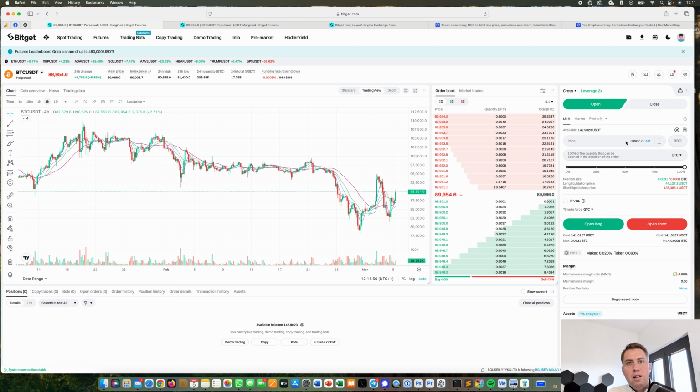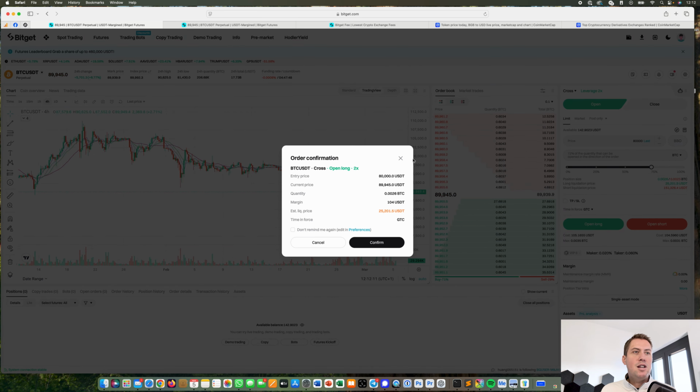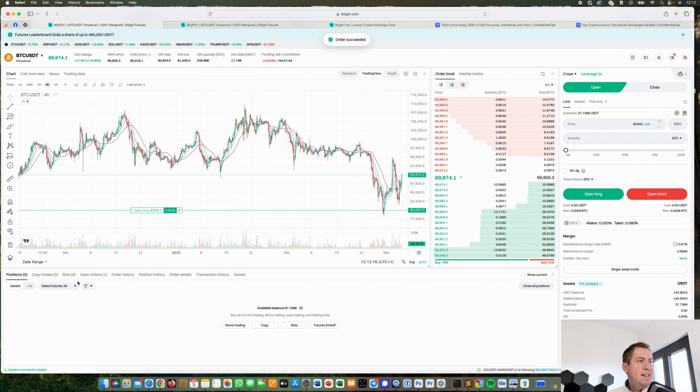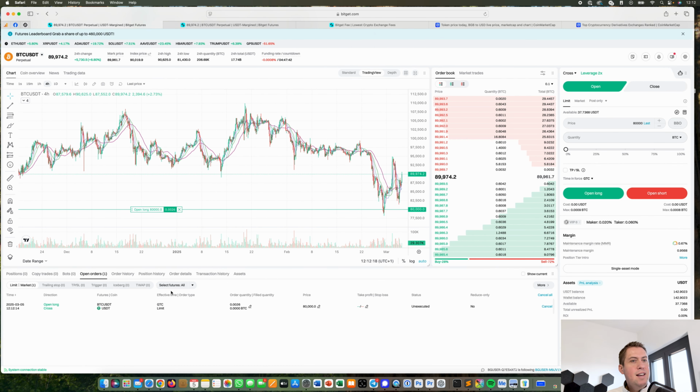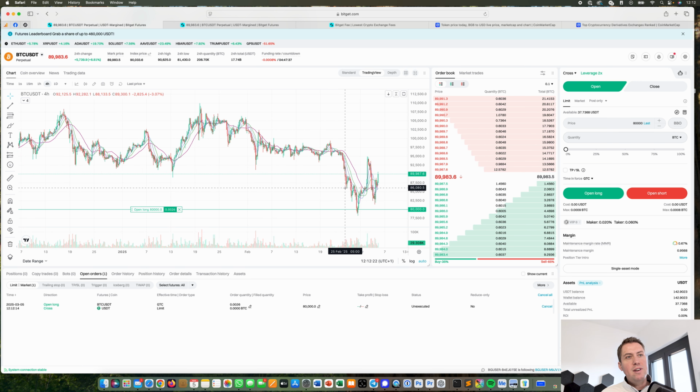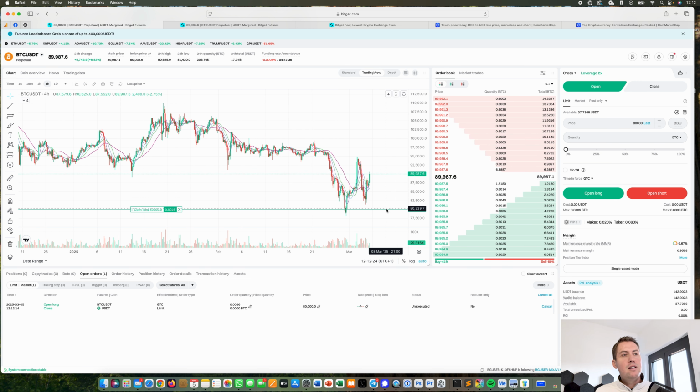With a limit order, you can say, okay, if the price of Bitcoin drops, for example, to 80,000, you want to invest all your money, or at least most of it, and open a long position. Then they basically show you everything again. Then you can confirm. And then you can click here under open orders. You basically see your order. You can see it in the chart here, and it's an open order, and it only gets filled if the price drops to that level.